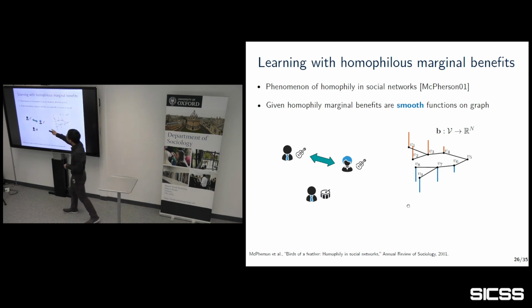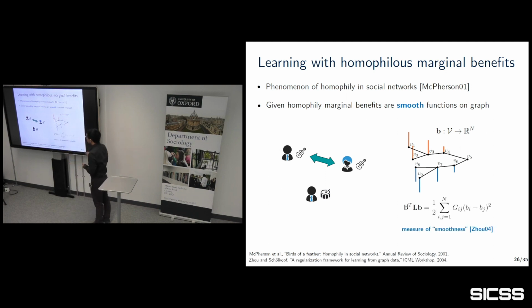So if we think of this marginal benefit as a single value, let's say instead of a vector, and we represent that value as a bar in the network. The bars that are upwards are positive, the blue ones are negative. Because two people are likely to form a link if their marginal benefits are similar, if you look at the marginal benefits on top of this network, you will see that the transitions of these values will be kind of smooth across the edges, because that's based on the assumption that a link will only form between people who have similar attributes, right?